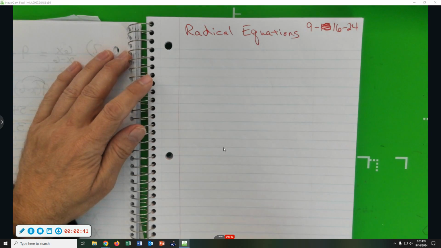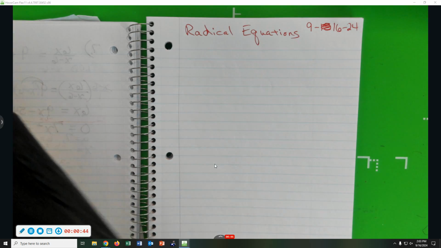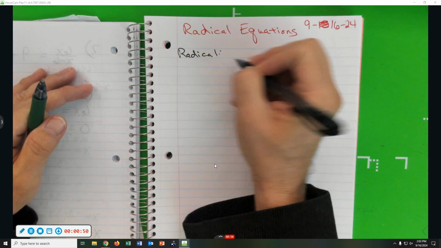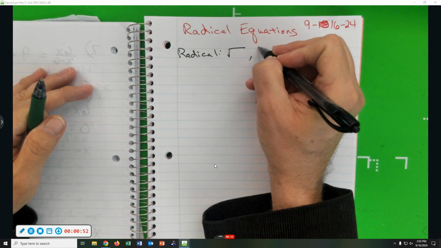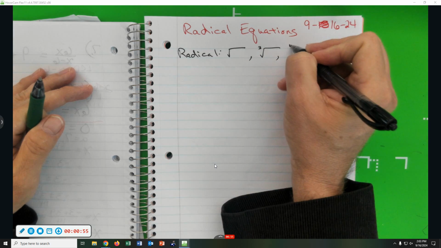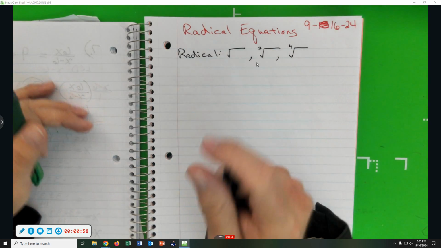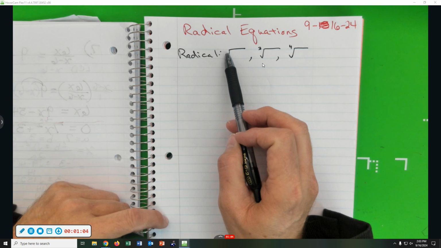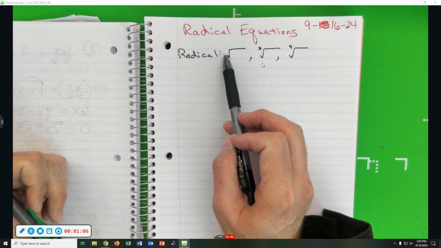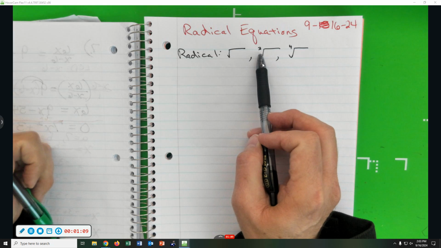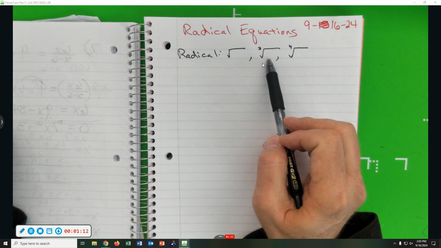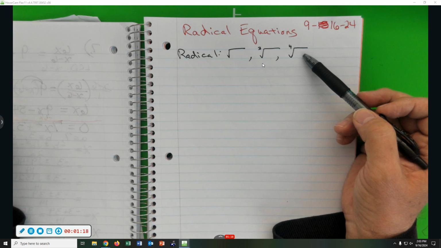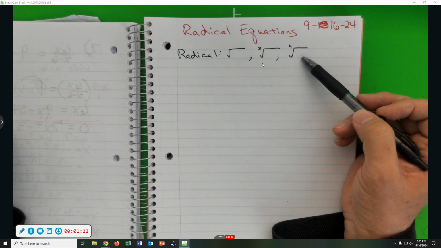Keep in mind that by radical, I'm talking about things like square roots and cube roots. A square root, a cube root, or a fourth root. This little number here is called the index of the radical, and if you don't see one, you assume it's a square root. For a cube root, you ask yourself, what can you cube to get the number underneath the radical? For a fourth root, what can you raise to the fourth power to get the number under the radical?